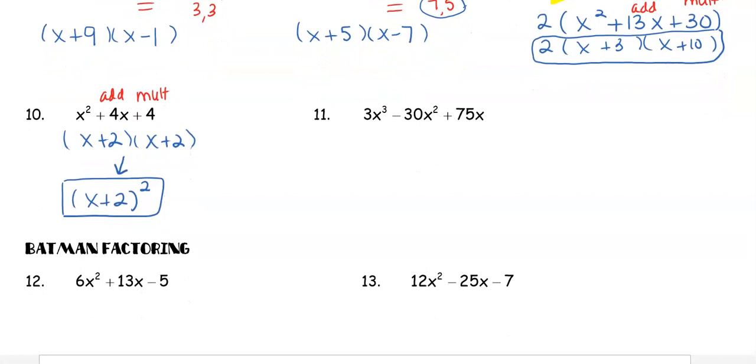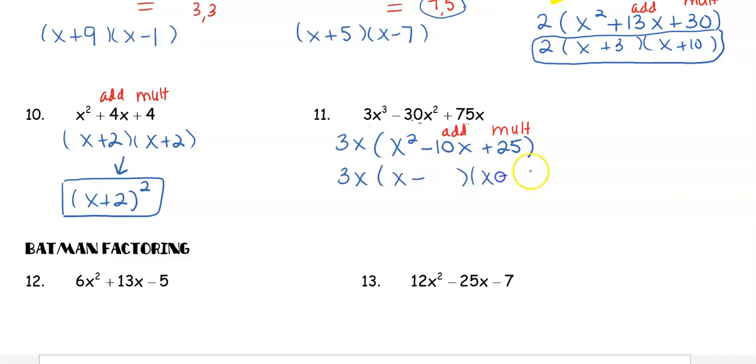All right, number 11, we look for that GCF, and I can not only pull out a 3, I can pull out an x from each of them. As I divide that out, I've got x squared minus 10x plus 25. We are multiplying to the outside and adding to the middle. Now I'm multiplying to a positive and adding to a negative. That means that each of them has to be negative, and yes, it's 5 and 5. A -5 times a -5 is a +25. A -5 plus a -5 is a -10.